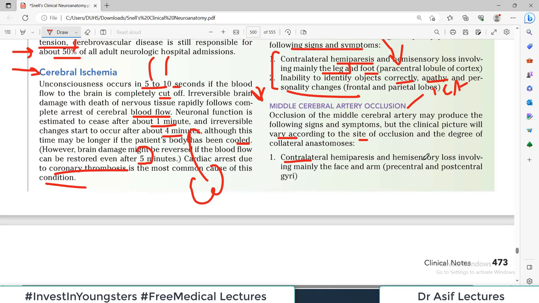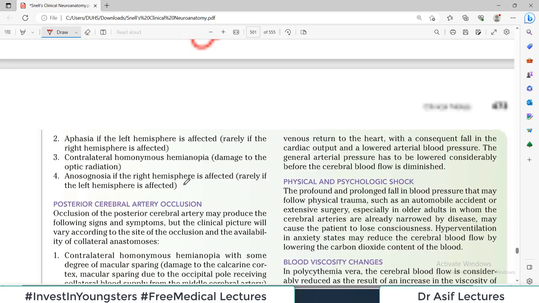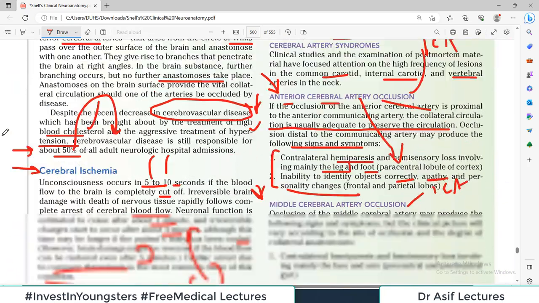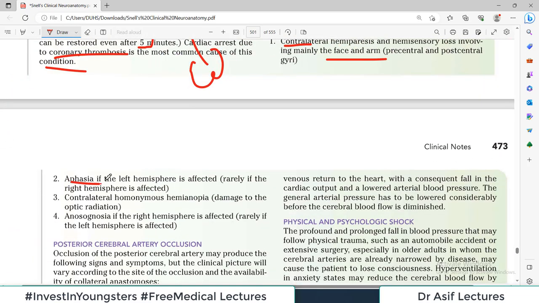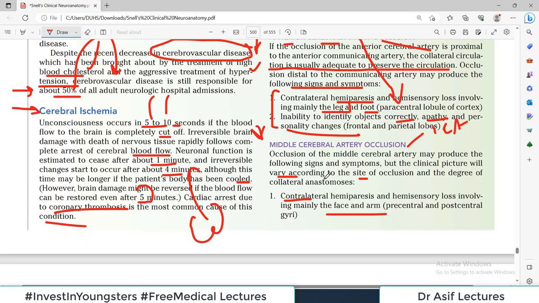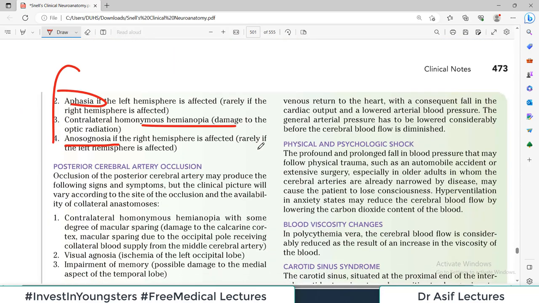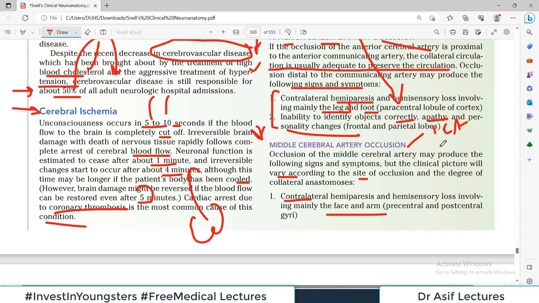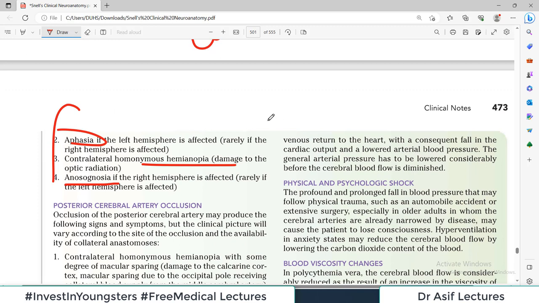Contralateral hemiparesis and hemisensory loss. Aadhi body mein paresis hai, sensory loss hai, particularly in the face and arm. Leg area mein nahi, kyunki leg area is supplied by the anterior cerebral. Okay? Aphasia, baat nahi kar pa raha patient. Contralateral homonymous hemianopia. Anosognosia. So these are all the symptoms if the middle cerebral is affected. Always ask yourself, middle cerebral kis se nikalti hai, iski parent artery kya thi, ye kis area ko supply karti hai, to usse phir aapko ye sare iske symptoms samajh mein aa jayenge.